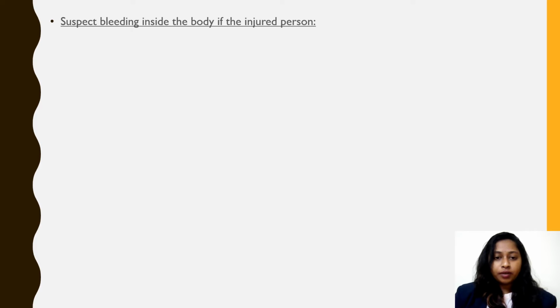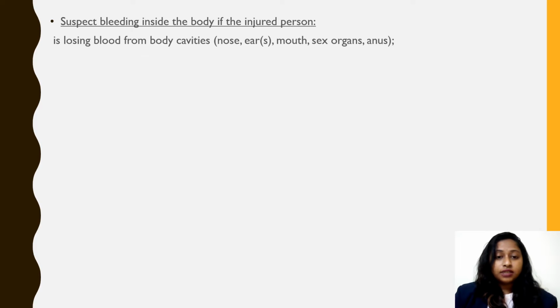As we have already spoken about the open wound, let's go to the bleeding which is inside. Internal bleeding we can't see with our naked eyes. So there are a few symptoms which I have jotted down here, which will help us know whether the person is bleeding from inside or not. First is whether he or she is losing blood from the body cavities, either the nose, mouth, or any sex organ or the anus. If they are losing blood from any such area, then we can infer that the patient might have internal bleeding. Next one.